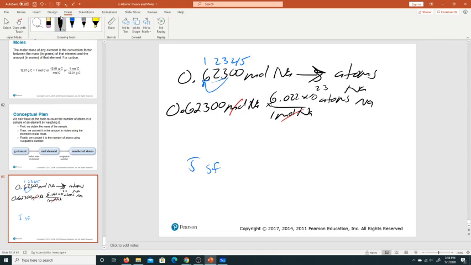So 0.623 times 6.022 times 10 to the 23rd. The 5 sig figs now, it's 3.75. That's 3 sig figs. 1, that's 4 sig figs. 7, that's 5 sig figs. The next digit is 0, so I'm not going to do anything else. Don't forget times 10 to the 23rd power. Atoms of sodium. That's how we solve that one.